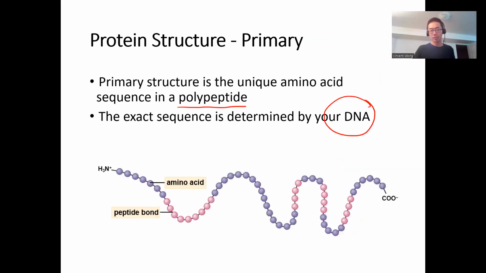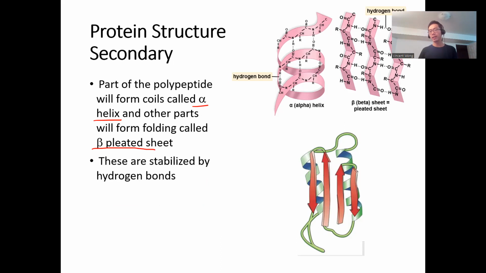Primary is the sequence, the order. Secondary is whether it coils up to form alpha helix, or goes up and down and forms the zigzag, the beta sheets. Okay, so this is a way that scientists use to represent it. The arrow represents the beta sheets, and then the ribbon you can see in the background represents the alpha helix.